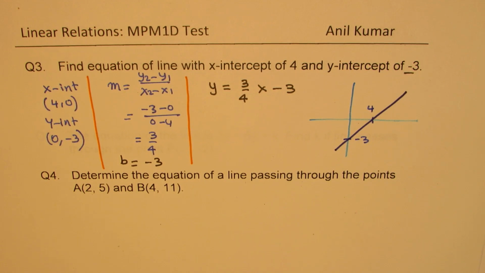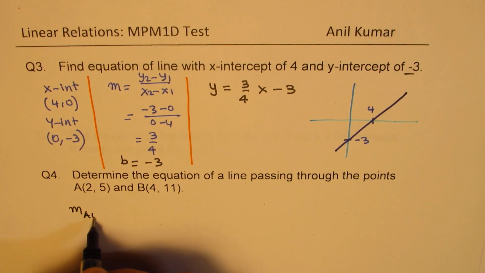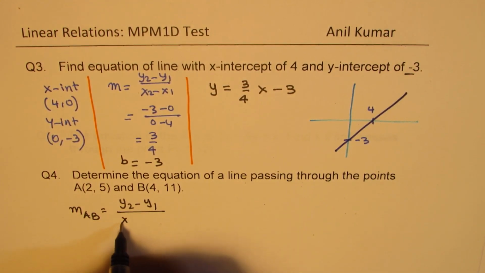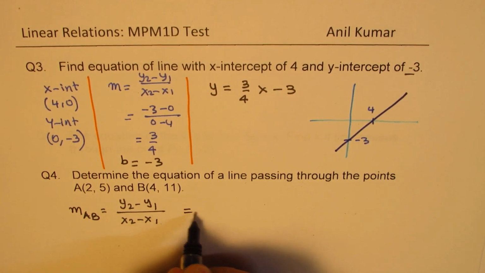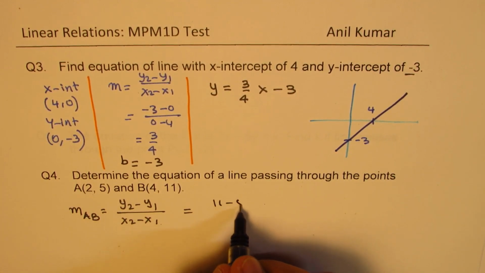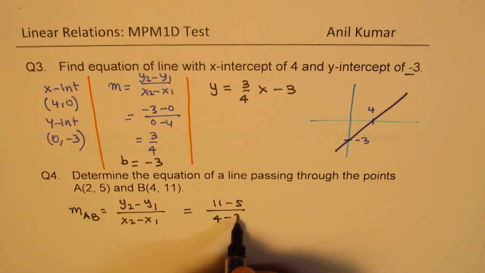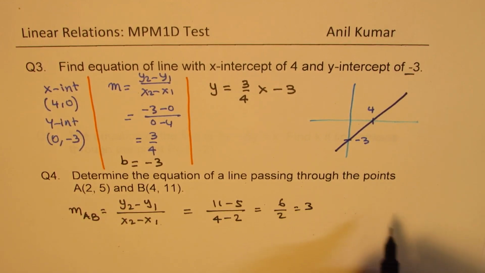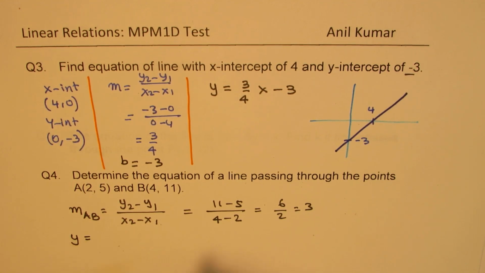Question number 4. Determine the equation of the line passing through points A and B. We are given 2 points. You need to find the equation. So first, let's find the slope between A and B using y2 minus y1 over x2 minus x1. So that is 11 minus 5 over 4 minus 2, which is 6 over 2 or 3. Right? So now we know y equals 3x plus b.